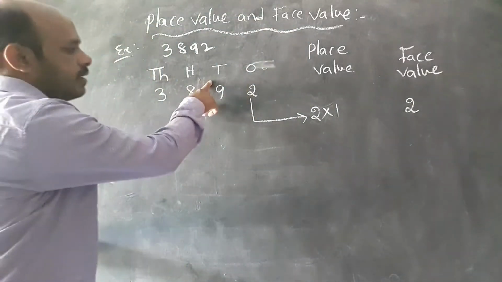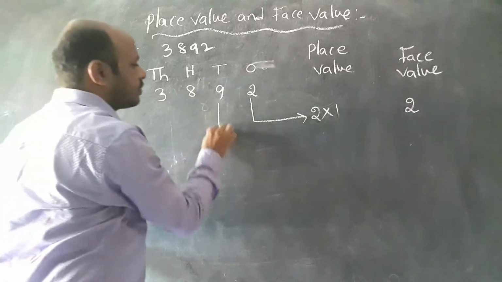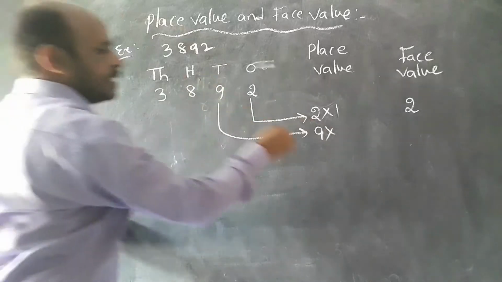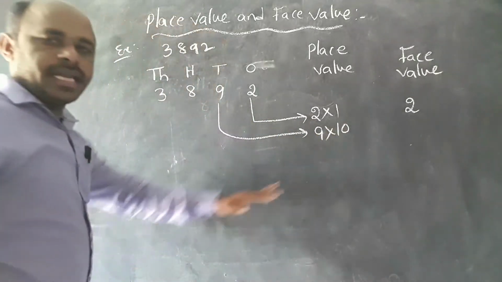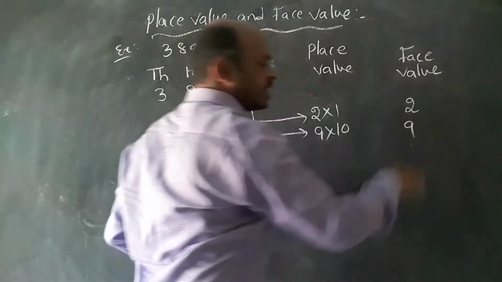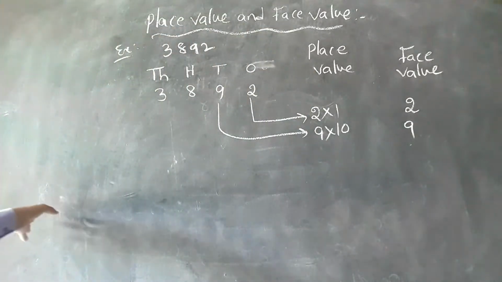Next one, tens. Which digit is in the tens place? 9. For 9 we write 9 into 10, because it is the tens place. Then the face value is the number itself. Which number is there? 9. 9 is the face value.